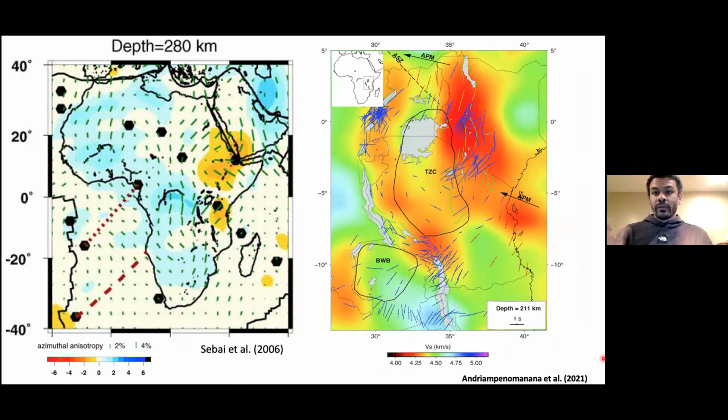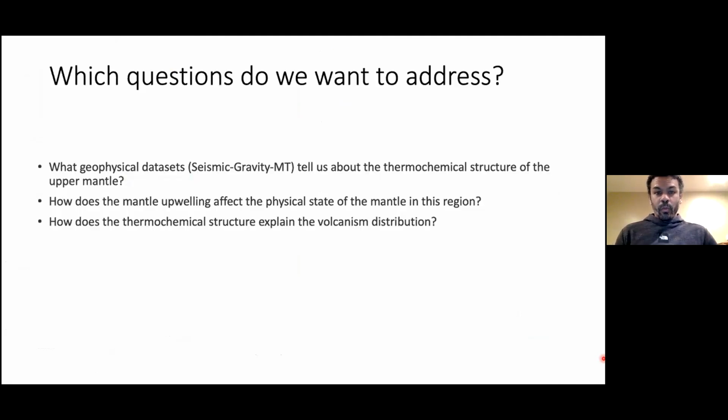So we have not really concern in terms of the depth, but if we are able to compare the shear wave splitting result with the azimuthal anisotropy from surface wave tomography, we can see the difference between the deeper part of the mantle and the upper part of the mantle. So this is what the seismic information give us, but what does the geophysical data set tell us about the thermochemical structure?